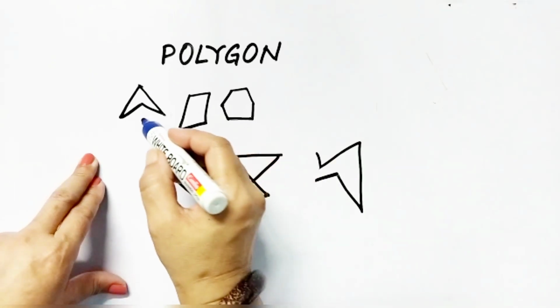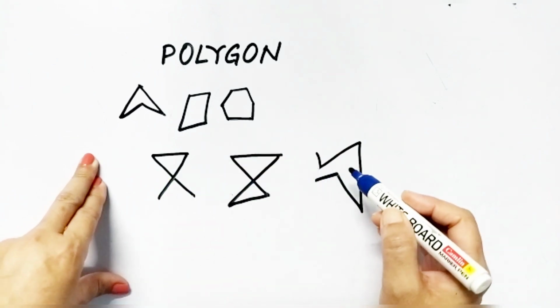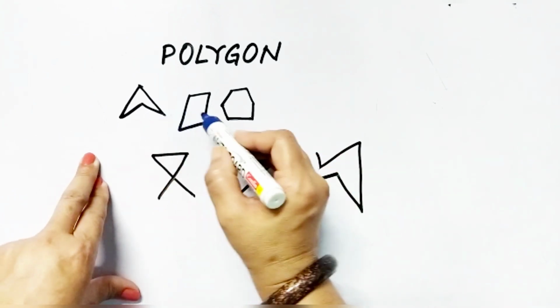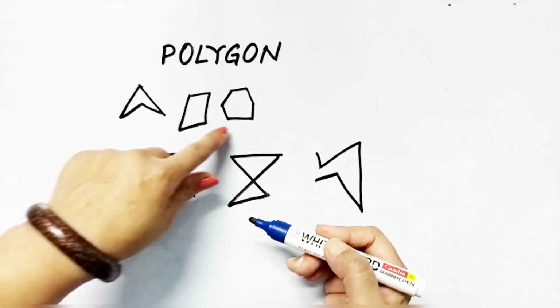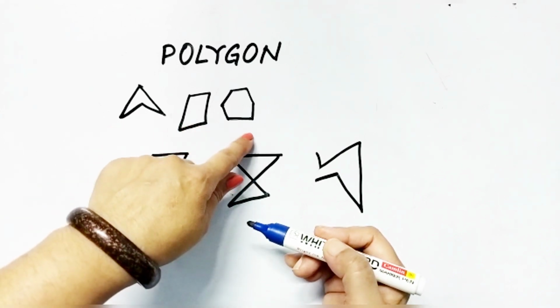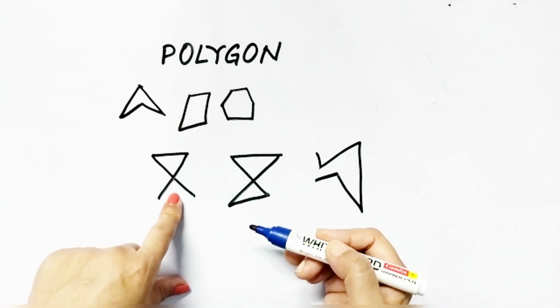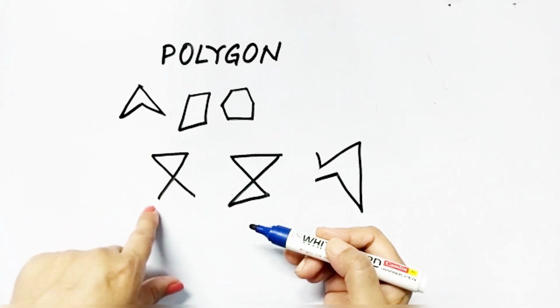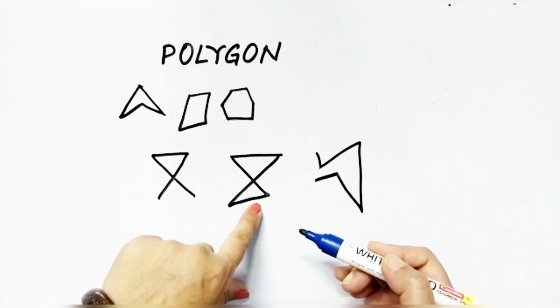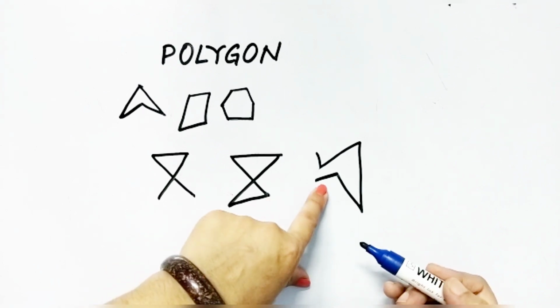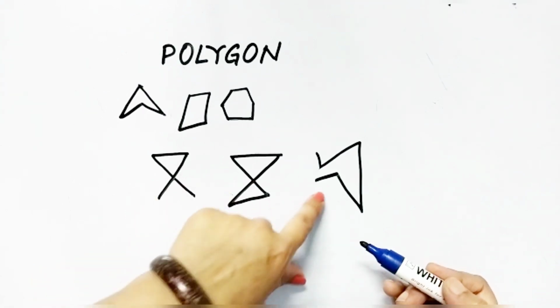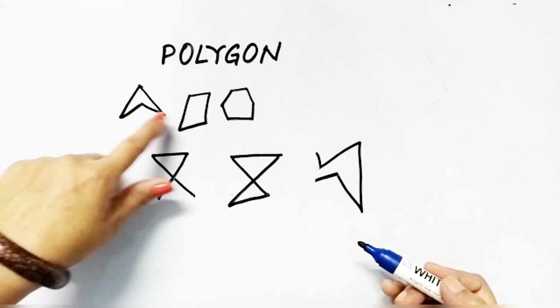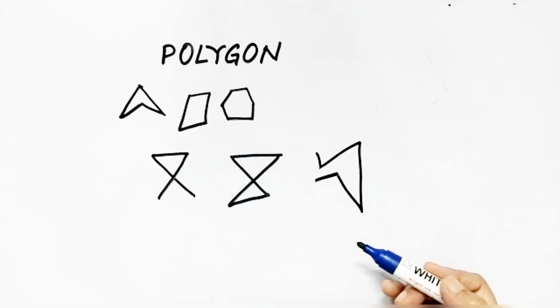Let's discuss now which of these figures are polygons and which are not. These are polygons because each is a simple closed curve made up of only line segments. But this is not a simple closed curve because the curve is intersecting itself, here also it is intersecting, and this one is not closed. So these 3 figures are not polygons and these 3 figures are polygons.